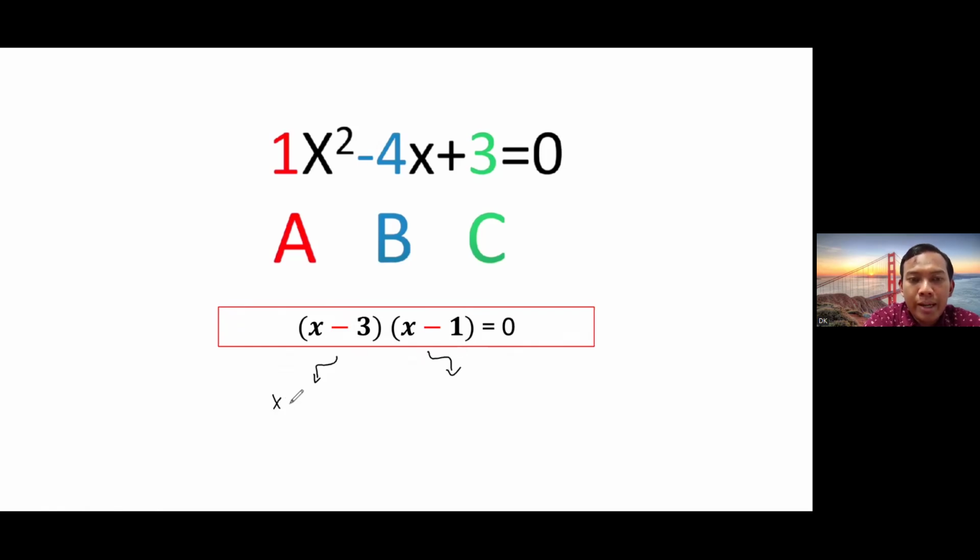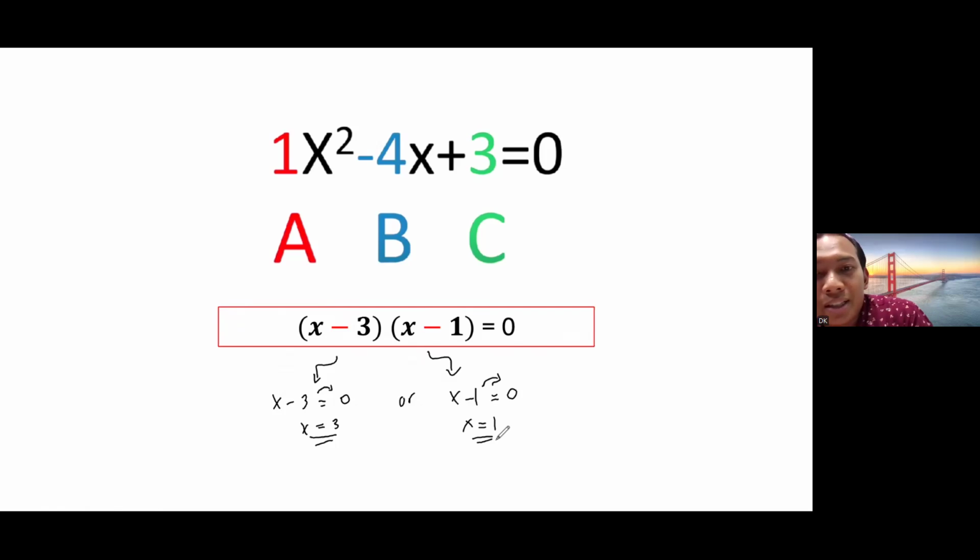So in this case, it will be x minus 3 equals 0, or x minus 1 equals 0. Then you just need to bring over the minus 3 to the other side, and that's where we have x equals 3. Bring over the minus 1 to the other side, so x equals 1. Isn't it easy?